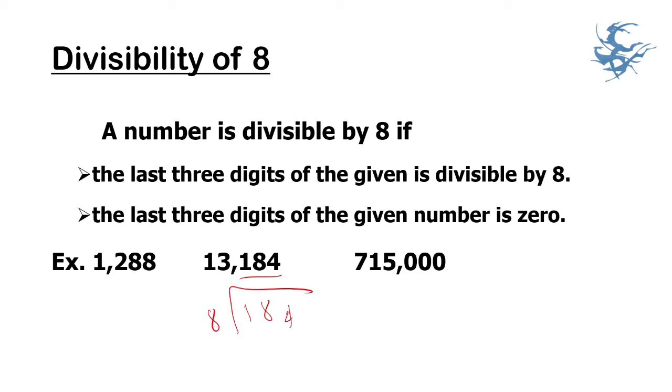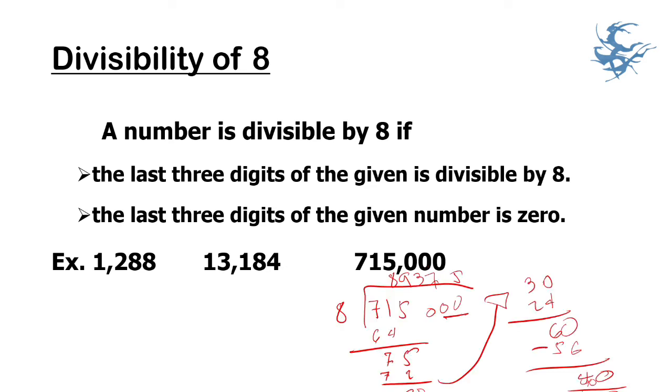If i-figure out din natin, is divisible siya by 8. So, 18 divided by 8, it's 2. 2 times 8, 16. I-minus mo yan, 2. Bring down 4. 24 divided by 8, 3, 8 times 3 is 24, we get 0. So, since 0 ang remainder, ibig sabihin, yung 184 is divisible by 8. Meaning, yung whole number then is divisible by 8. Now, in our last example, dito, last 3 digits niya is 0. Kapag ganyang situation, ibig sabihin, yung number is divisible din by 8.